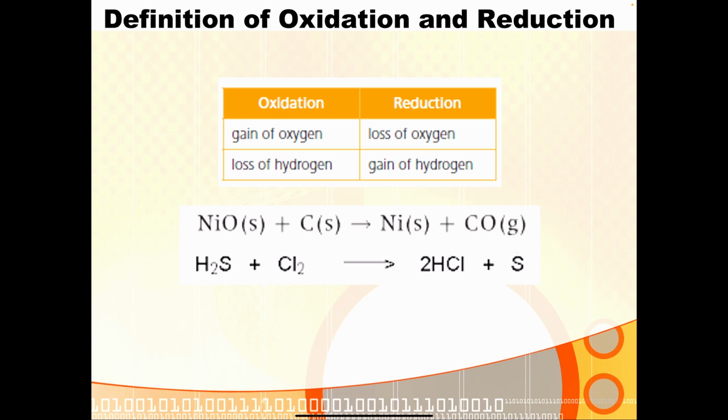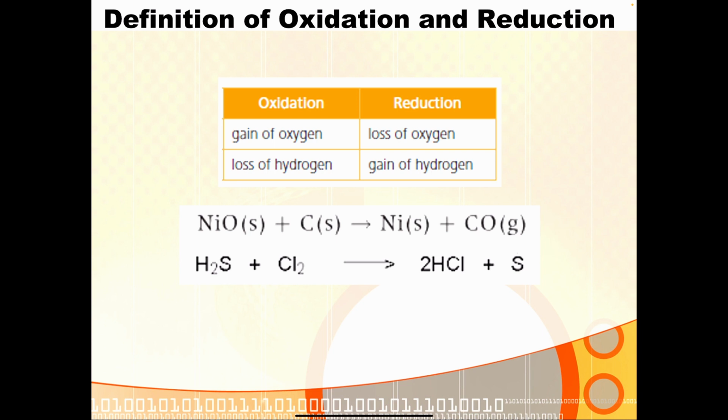So if you look at nickel oxide, you will see that nickel oxide is losing oxygen. So there's loss of oxygen taking place between nickel oxide and nickel. So that is reduction. Whereas when you look at carbon and carbon monoxide, you will see carbon gains oxygen. So it is oxidation. So carbon will form carbon monoxide through the process of oxidation.